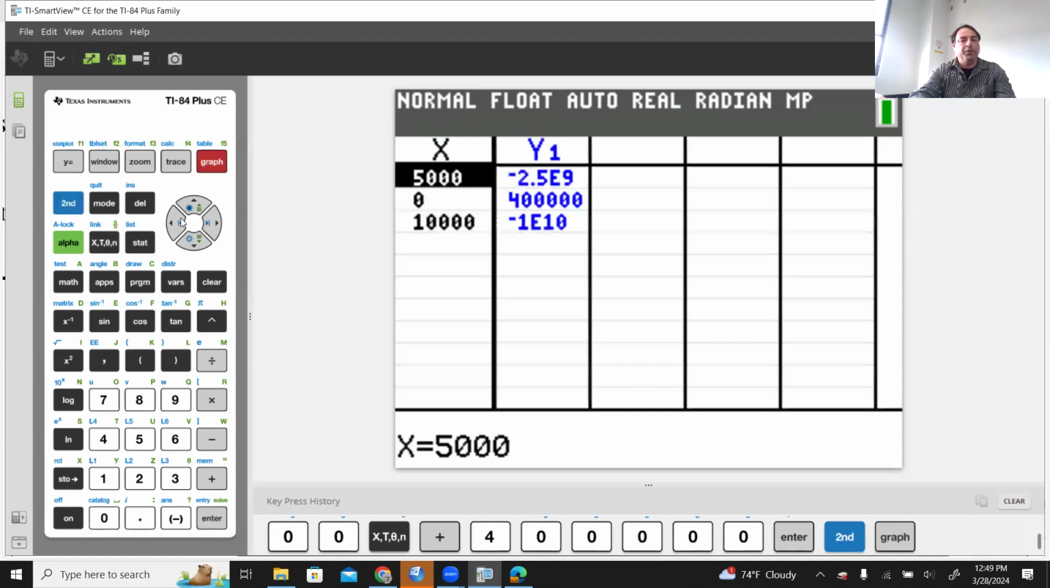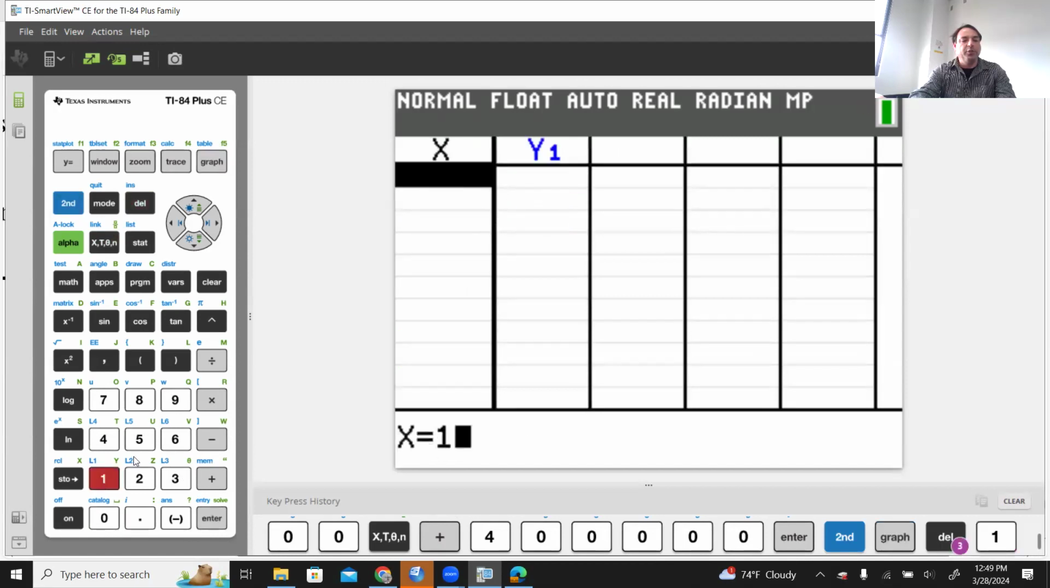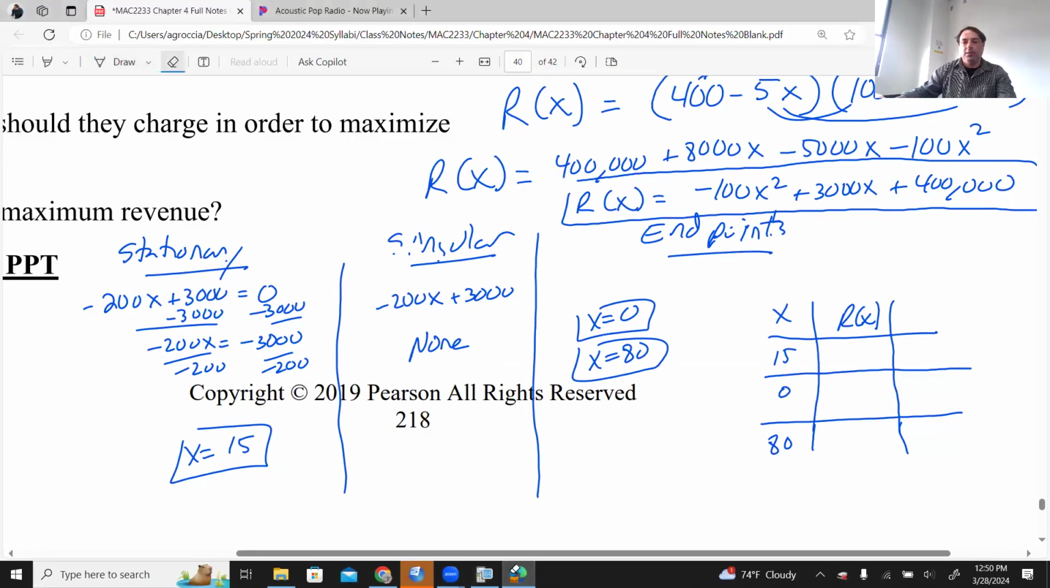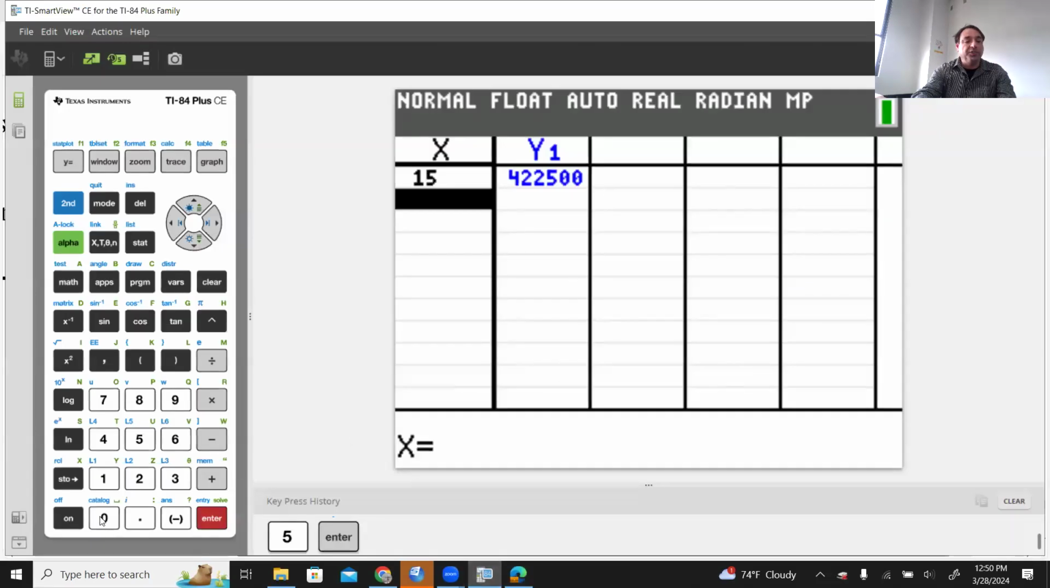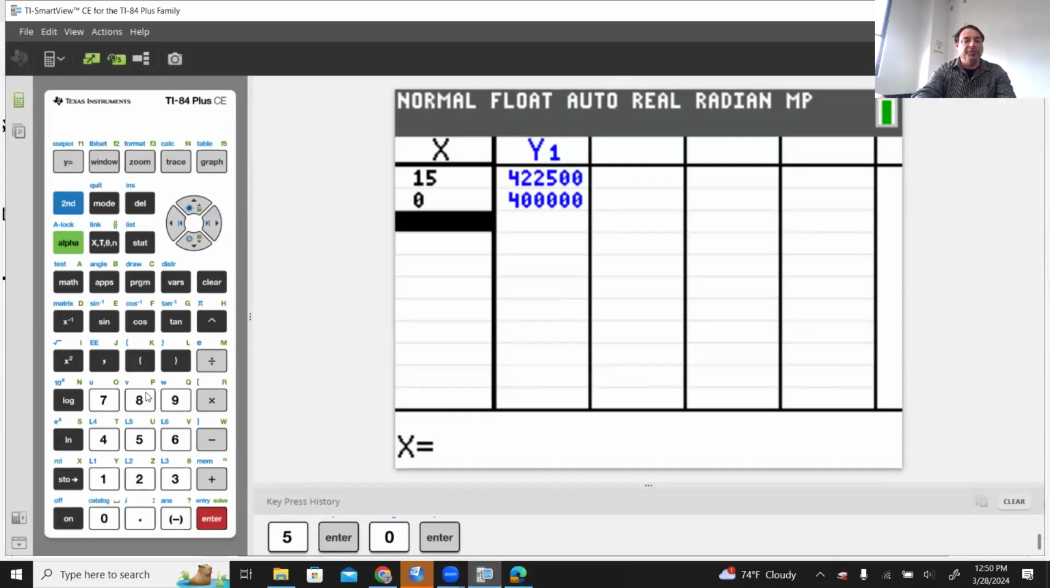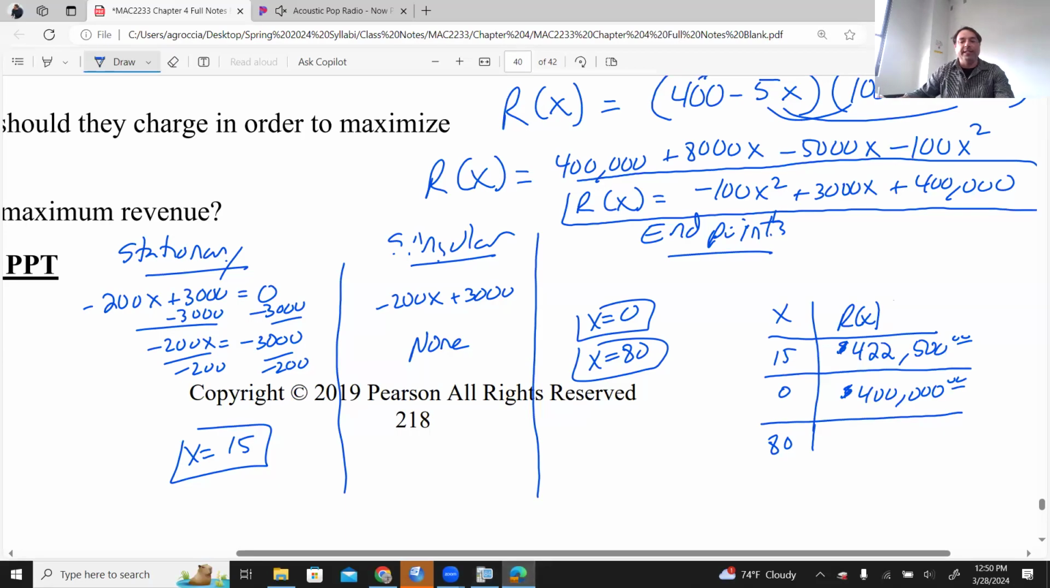And if we produce or give out 15 coupons, we would make a revenue of $422,500. If we don't do any coupons at all, we're still going to make money. We'd make 400,000. Or if we give out all the coupons we have, which we can produce up to 80, we would make a revenue of 0. Probably not a good idea.